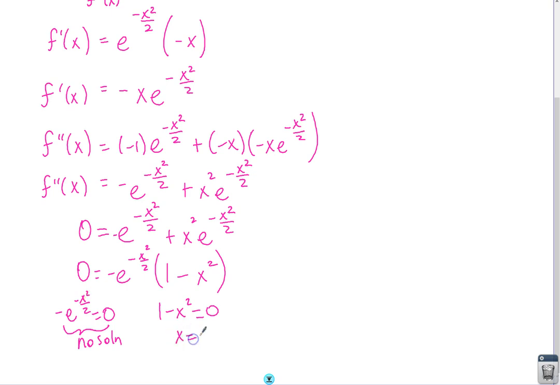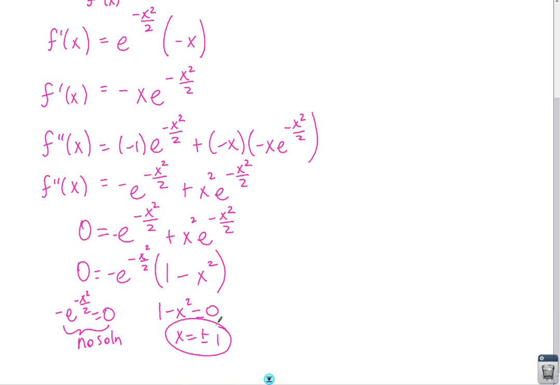So x is equal to plus and minus 1 over here, essentially. That looks like a weird 4. So let me just write, x is equal to plus and minus 1. Okay? So the only numbers where my second derivative is equal to 0 are x equal to plus and minus 1.